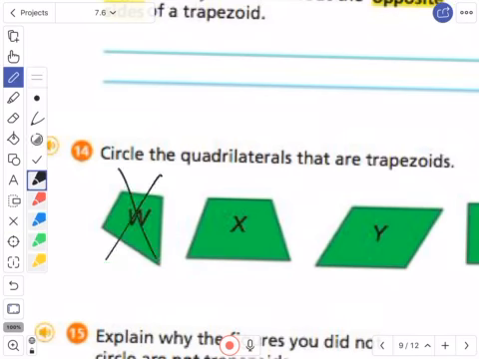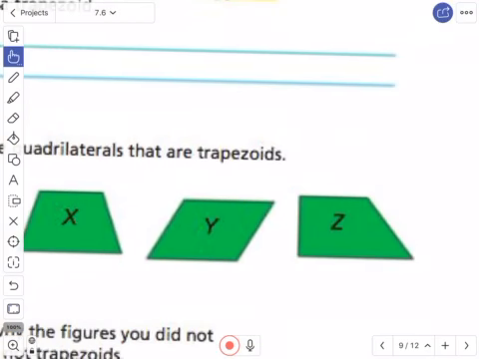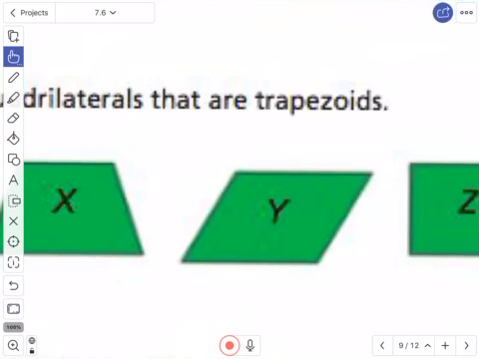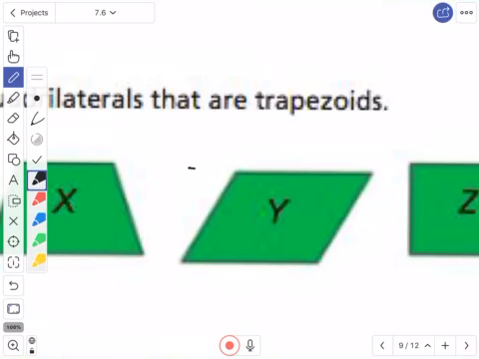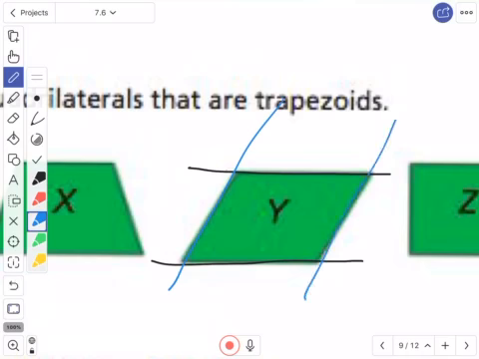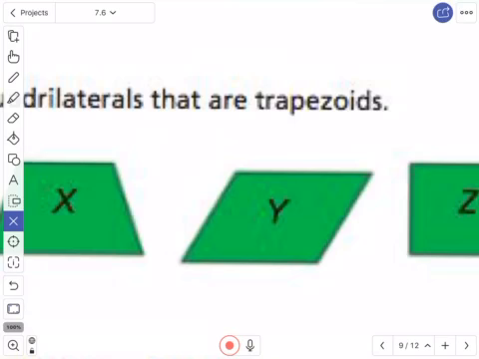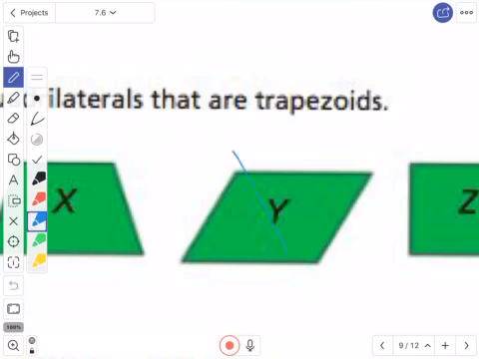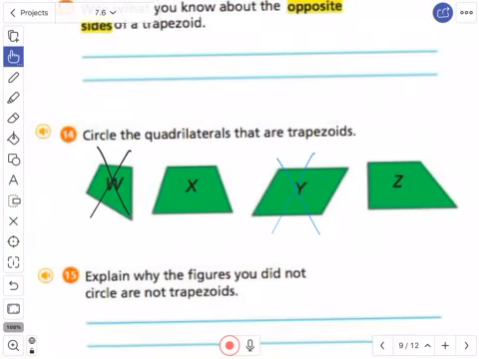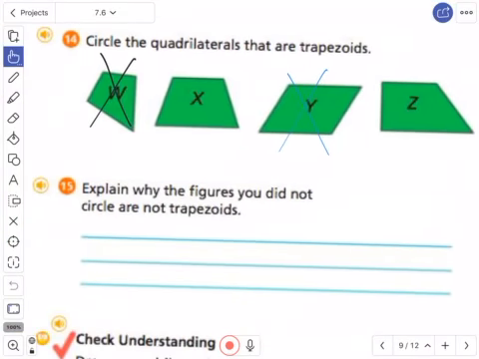Let's try X though. Okay, well, now I'm going to try a different one actually. I'm going to try Y. Ooh, Y looks like a trapezoid. Look at the top. Yes, that's parallel. Let's try the other side. Parallel. Oh, wait a minute. Trapezoids have just one pair of parallel lines, and this one has two. I could cross that one off too. But you have to figure out the other two.